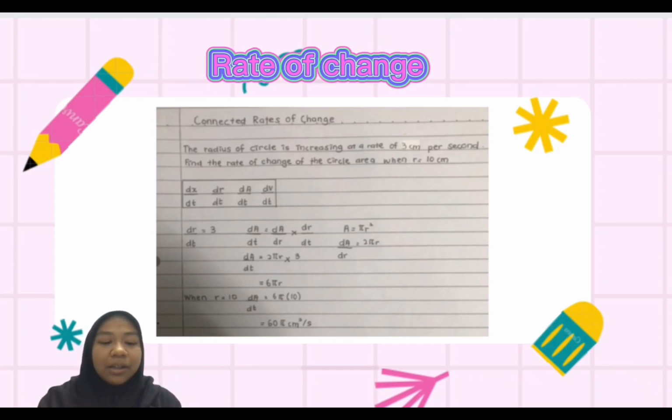So we can use a formula that links A and r. For a circle, A equals pi r squared. So we can find dA over dr from this formula: dA over dr equals 2 pi r. So we simplify that to 6 pi r. When r equals 10, dA over dt equals 6 pi times 10, and the answer is 60 pi centimeters squared per second.